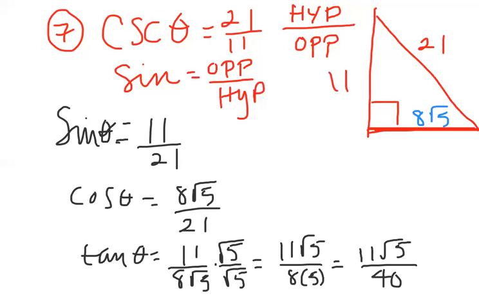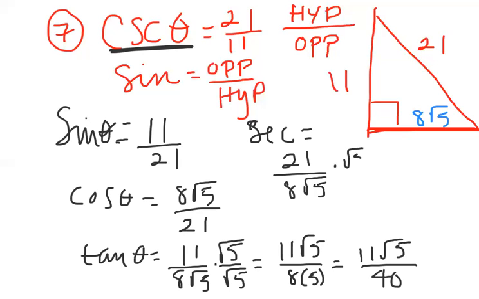Now we're going to do the cosecant. Well, we have the cosecant already, so we're good. So now we're going to move to secant. Secant is the inverse of the cosine. So that's going to equal 21 over 8 radical 5. We're going to multiply the numerator and denominator by radical 5 so we can rationalize the denominator. So we're going to end up with 21 radical 5 over 40. And I'm using the tangent to help me get through that.